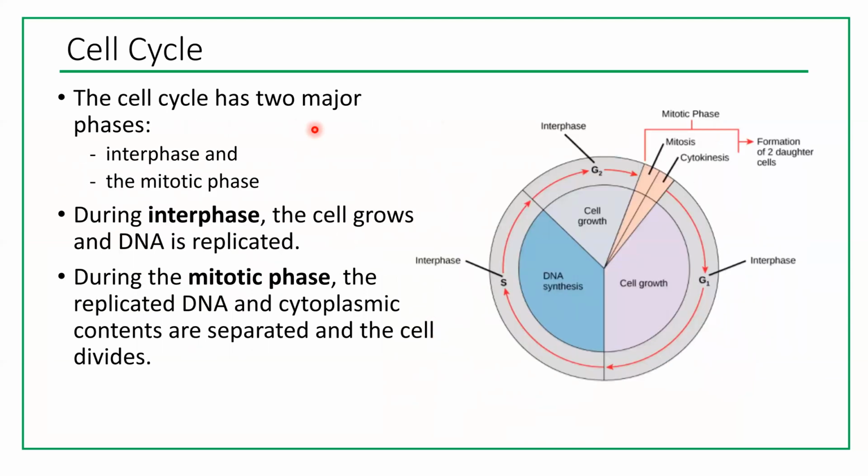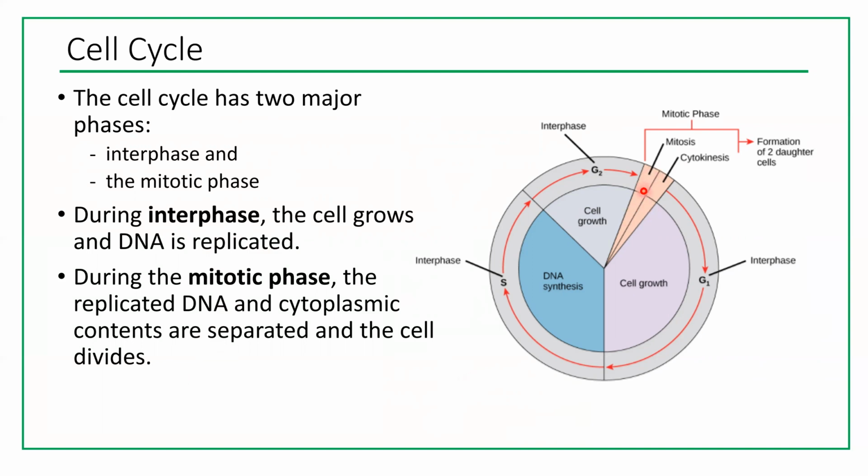The cell cycle has 2 main phases, interphase and the mitotic phase. So here, everything shown in gray color is interphase, and mitotic phase is this part of the cell cycle. During interphase, the cell grows and DNA is replicated. During the mitotic phase, the replicated DNA and cytoplasmic contents are separated and the cell divides.